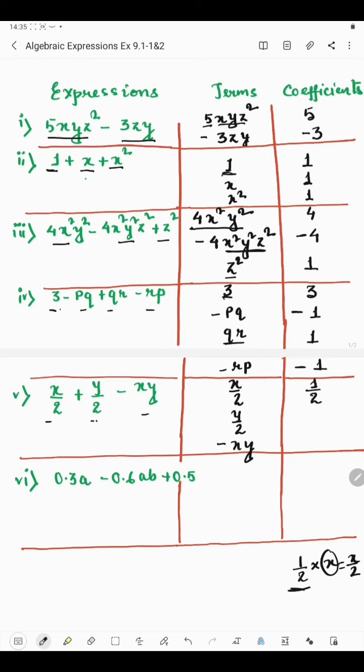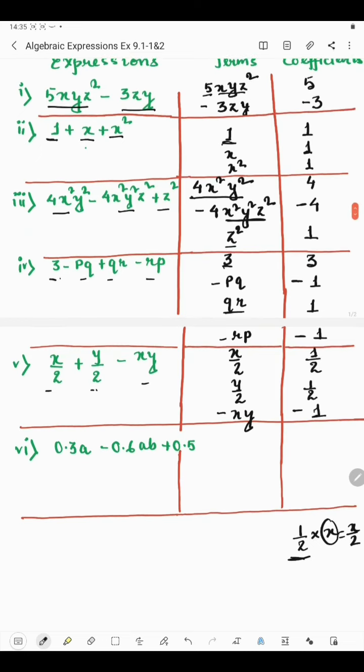Similarly, we get y by 2 when you multiply by 1 by 2. So 1 by 2 is the coefficient of y by 2. And the coefficient of minus xy. So here we have minus sign, so we'll put minus sign in front. And since xy is present one time, like 1 into xy is xy. So that's why the coefficient of this will be 1.